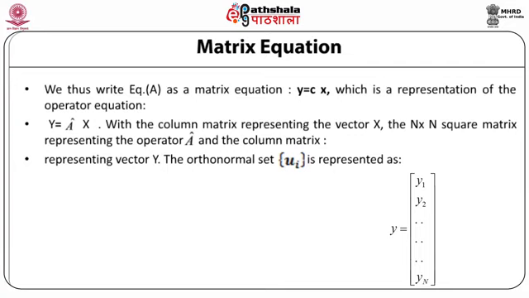So the vector y can be represented as the column matrix y1, y2, y3 and so on till yn, and the corresponding orthonormal set ui is represented as column matrices. u1 is equal to 1, 0, 0, 0 and so on till the nth row 0. u2 is represented as 0, 1, 0, 0 and so on till the nth row 0. u3 is represented as the column matrix 0, 0, 1, 0, 0 and so on till the nth row 0, and so on, till the un column matrix is represented as 0, 0, 0 and so on till the nth row, whose element is 1.